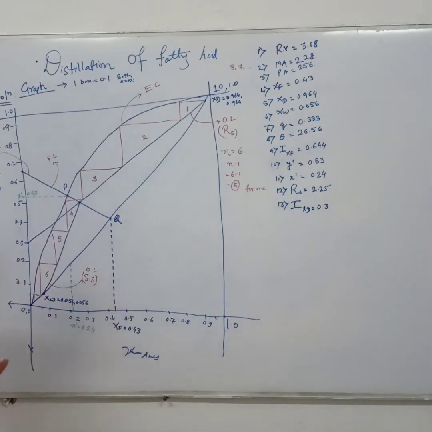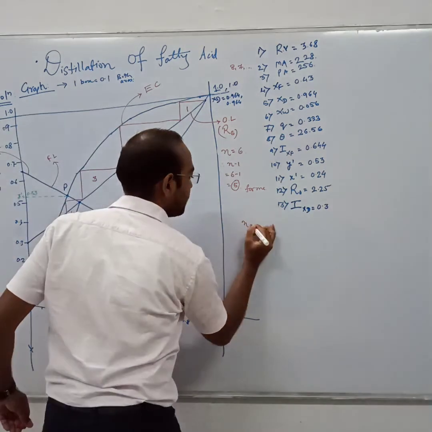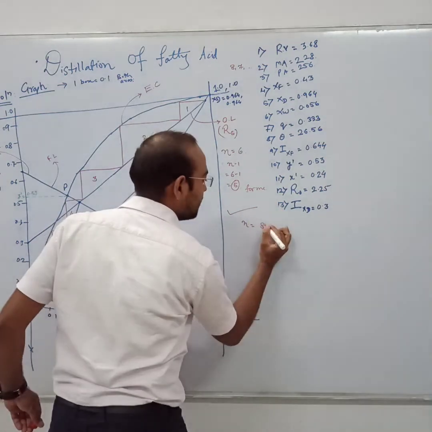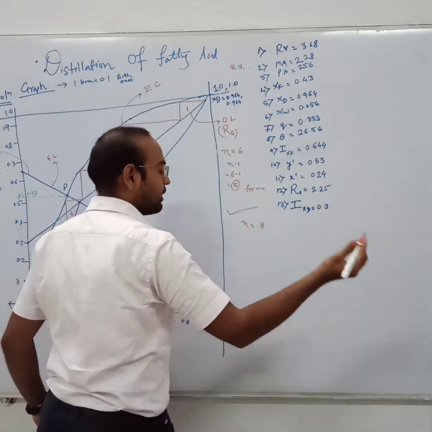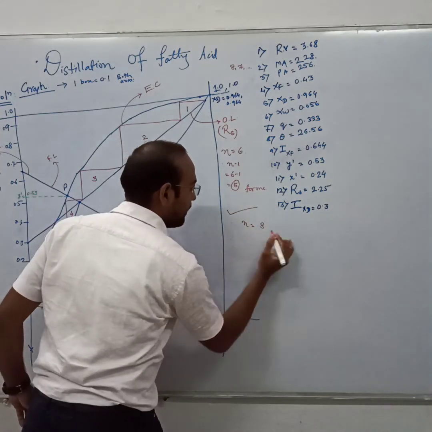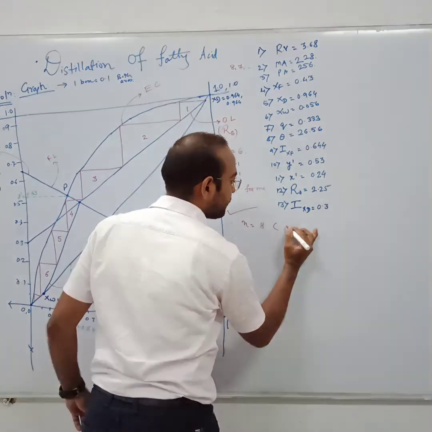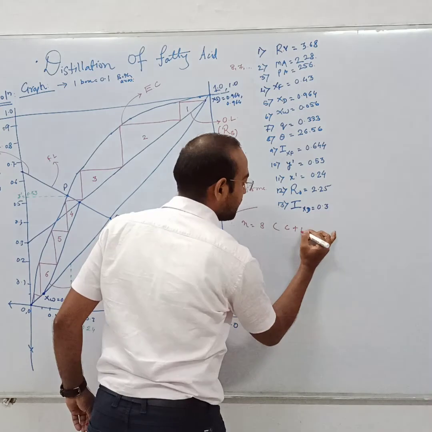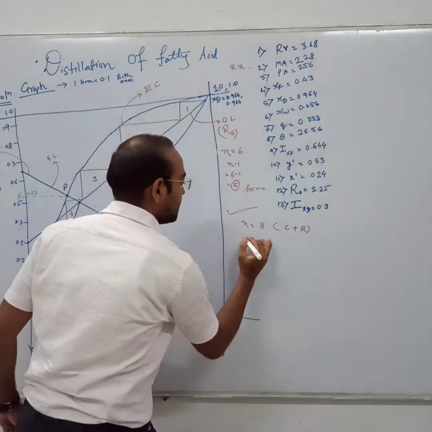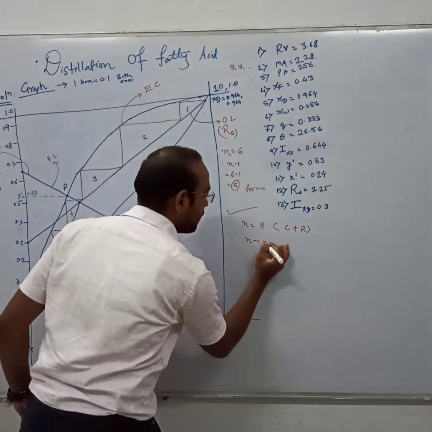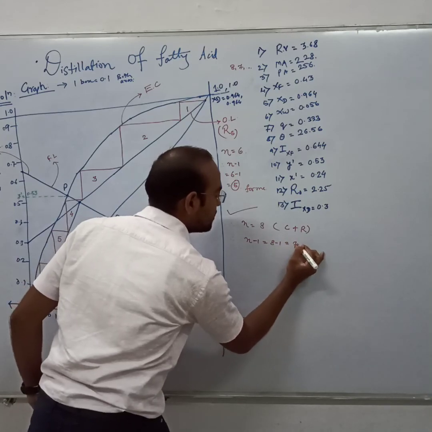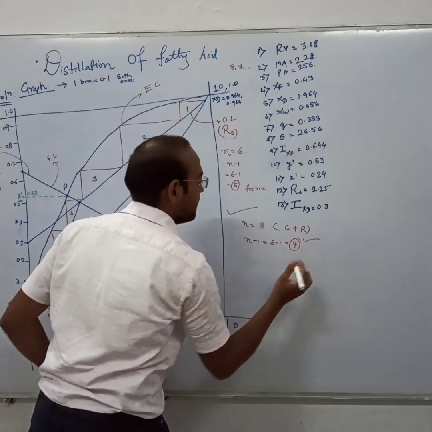But when you solve it on your graph copy, the total number of plates needed is 8. This is the actual correct one. The total number of plates is 8, considering both the condenser plus reboiler plate. Now the actual number of plates equals n minus 1, 8 minus 1, that is 7. 7 is your final answer.